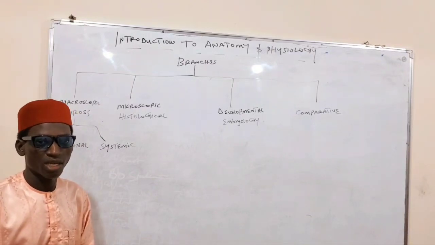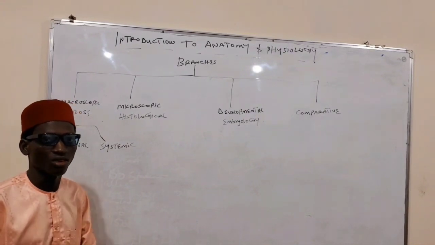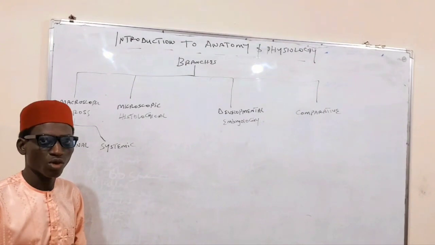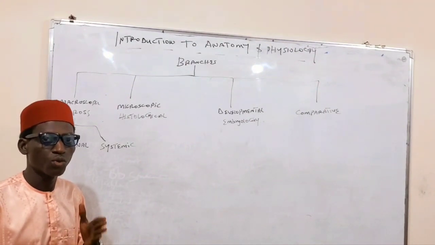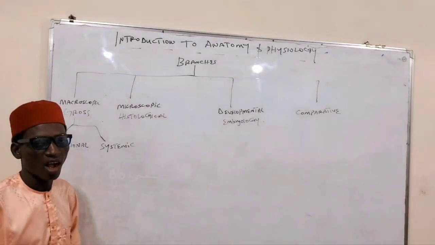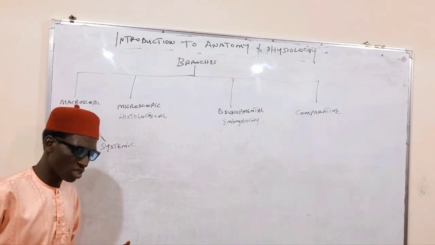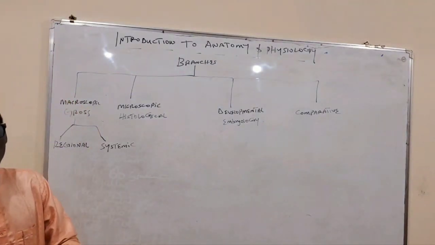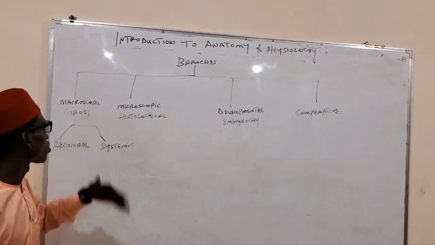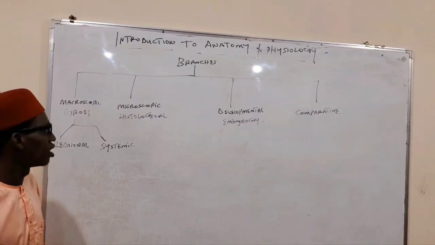In today's class, we're going to be talking about Introduction to Anatomy and Physiology. Anatomy is a study of structure and organization of the human body, while physiology is a study of how the structure functions. Anatomy is divided into branches which include the macroscopic anatomy, or you call it gross anatomy.